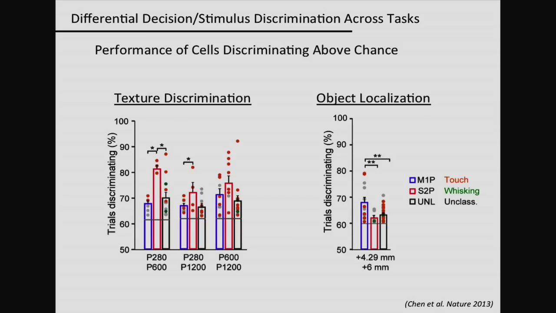Next slide. If you look at the non-target stimuli, the stimuli associated with the no-go trials, during texture discrimination we find that S2 projecting neurons are more accurate in discriminating these non-target textures. Whereas during object localization, we see that the M1 projecting neurons have an ability to discriminate these non-target pole positions. Next slide.